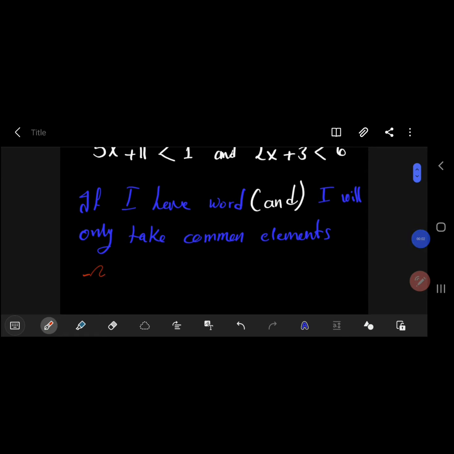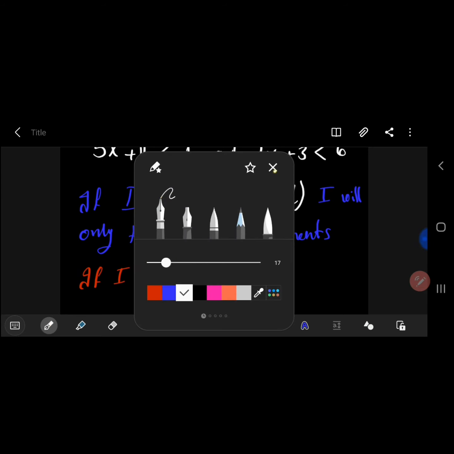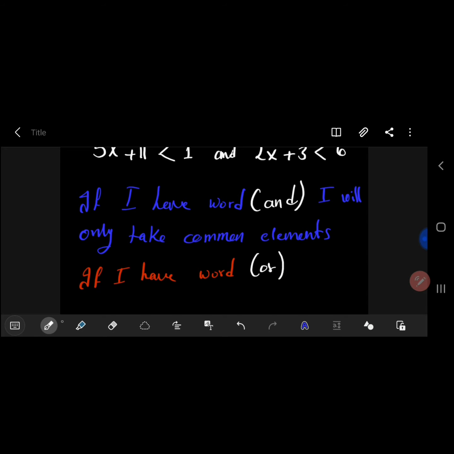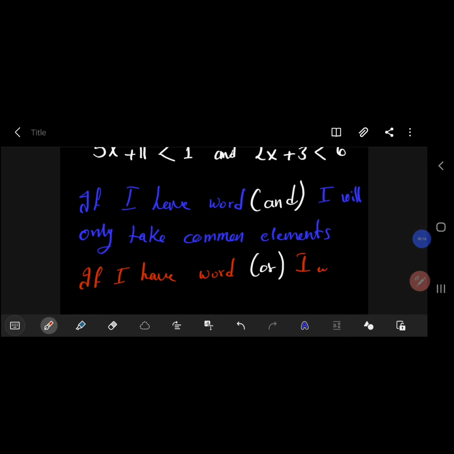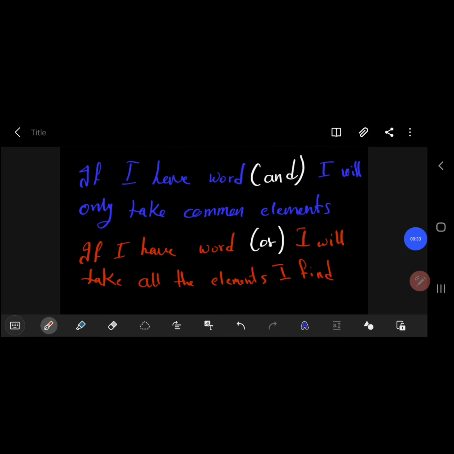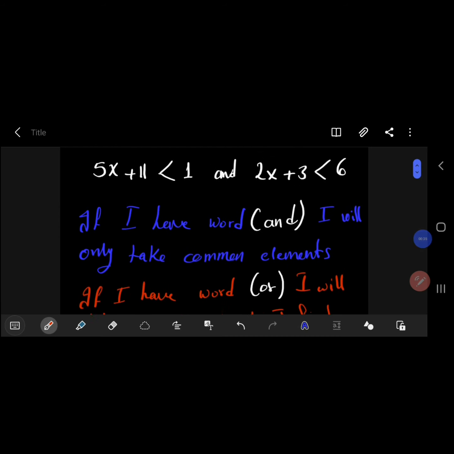And if I have the word "or", I will take all the elements I found. What's the meaning of these notes?